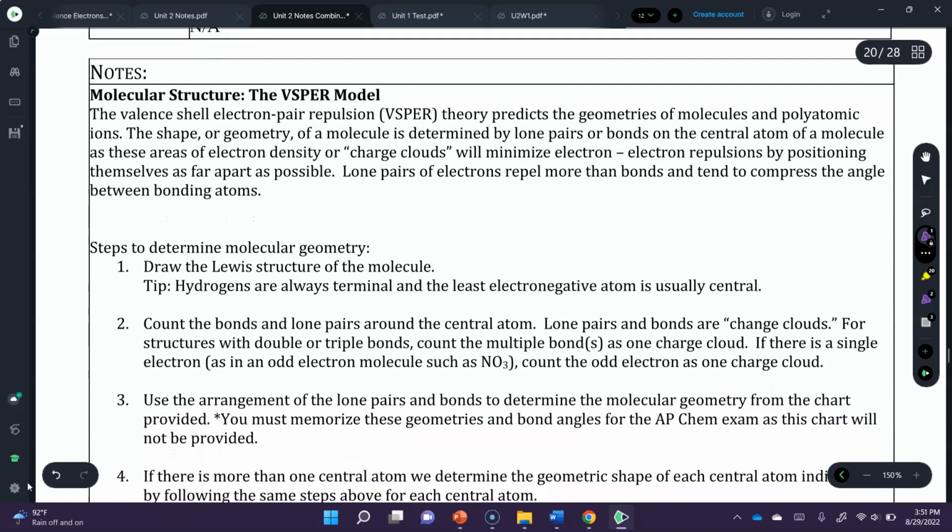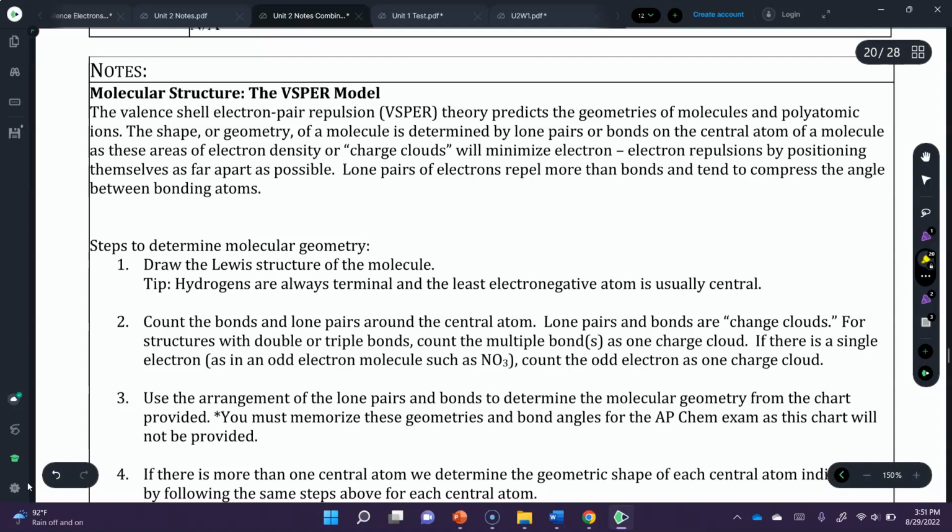Okay. So let's get started. Molecular structure, the VSEPR model. The valence shell electron pair repulsion theory, or VSEPR theory, predicts the geometries of molecules and polyatomic ions. The shape or geometry of a molecule is determined by lone pairs or bonds on the central atom of a molecule, as these are areas of electron density or charge clouds, and they want to minimize electron-electron repulsion by positioning themselves as far apart as possible.